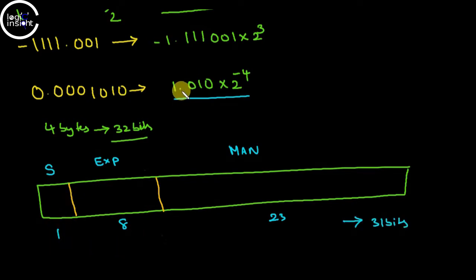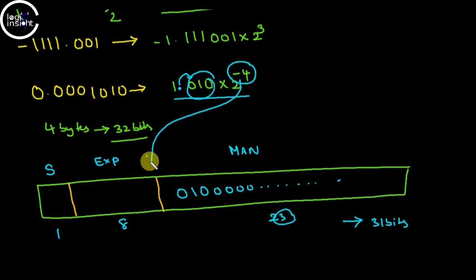The part after the dot, 010, is stored in the mantissa. If there are no more digits, the remaining bits up to 23 will be all zeros. The minus 4 is stored in the exponent, but not directly. We add 127 to the exponent, whatever it may be, and store the binary equivalent in the exponent field. Since it is a positive value, we store 0 in the sign bit; if it is negative, we store a 1. This is how we store the number.